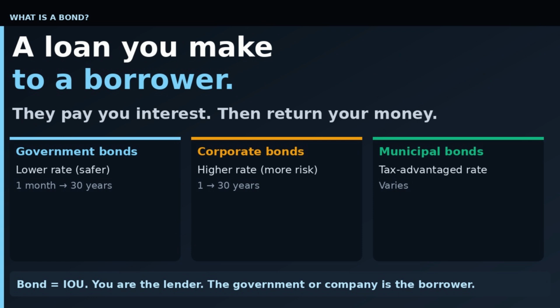In exchange for your loan, the borrower agrees to pay you a fixed rate of interest called the coupon at regular intervals, and to return your original principal in full when the bond matures. That is it. A bond is an IOU with a payment schedule.